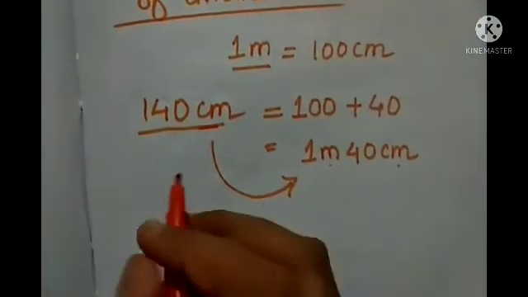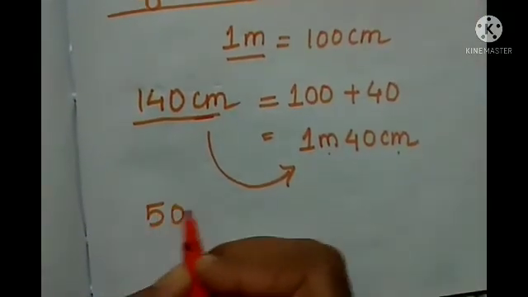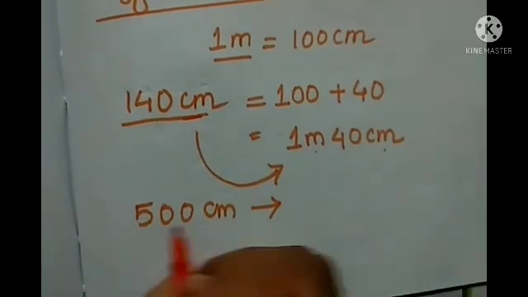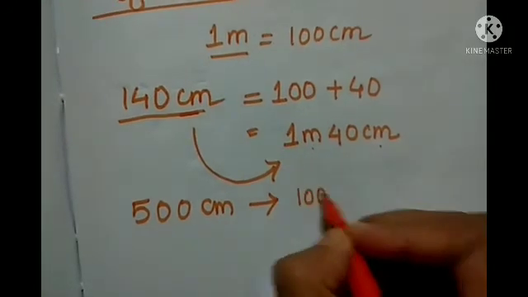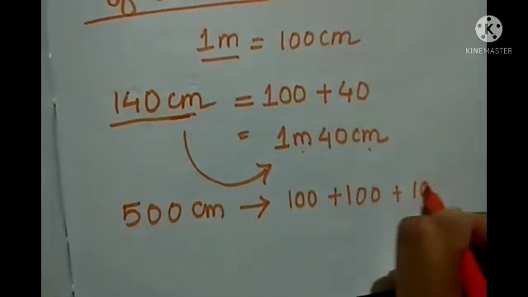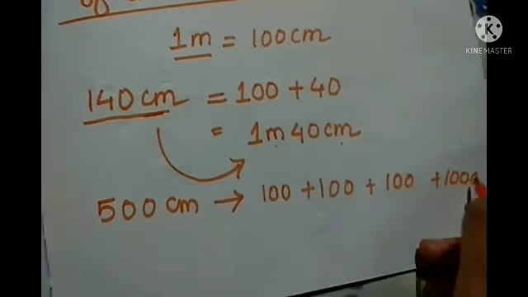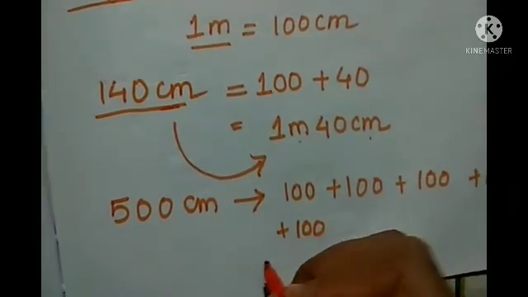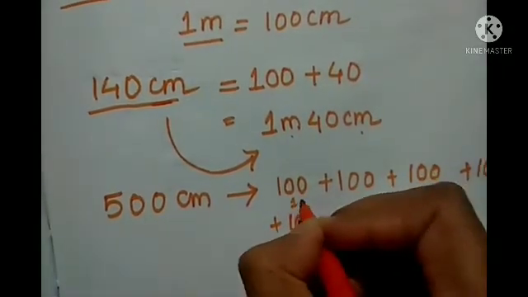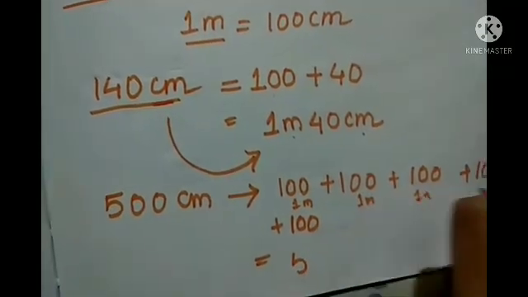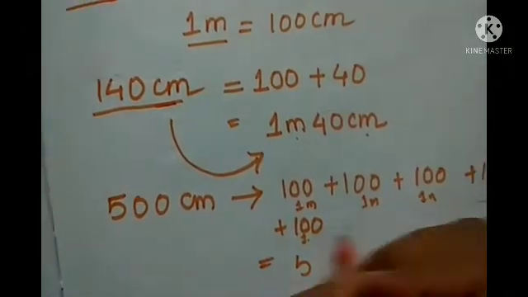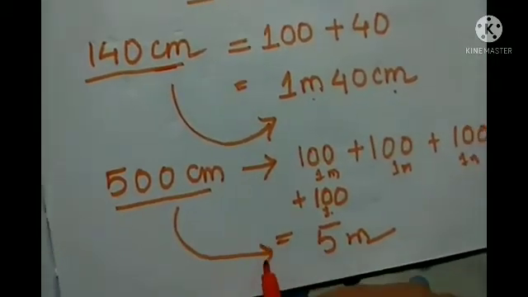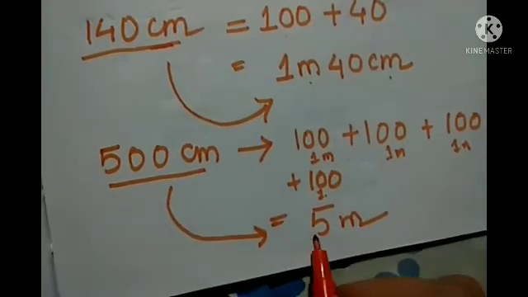Similarly students, if it is given the height of the giraffe is 500 centimeter, can you convert it into meter? Of course, 500 centimeter means you can write 100 plus 100 plus 100, in this way 5 times, so you are getting 500. That means here 1 meter, 1 meter, 1 meter, 1 meter, 1 meter, so total 5 meter. So 500 centimeter can be converted into meter and it will become 5 meter.